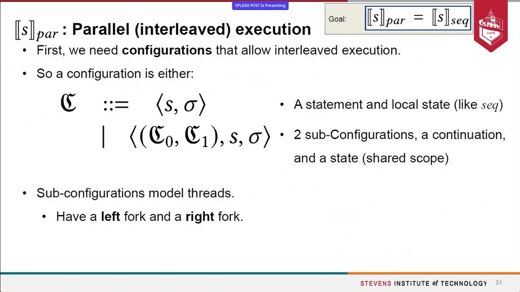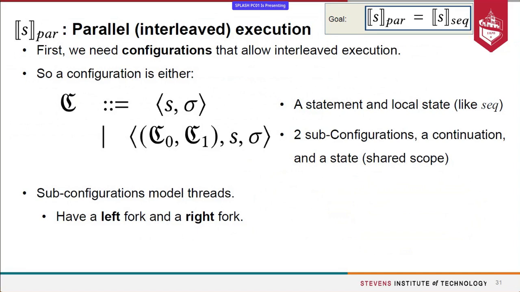For the parallel version, we introduce a little bit of machinery. We're using the approach of configurations. So a configuration is defined to either be, like we had before, a statement and a local state, or it can be, you can think of this as a notion of forking, a left fork, a right fork, a statement that is the remainder of the program to be executed after the join, and a shared state.